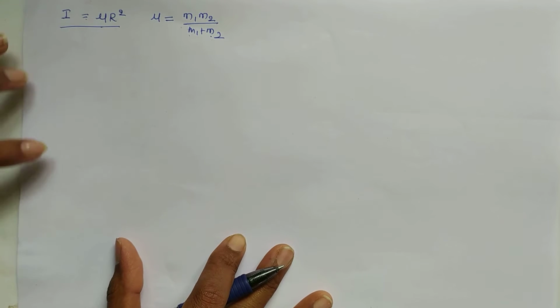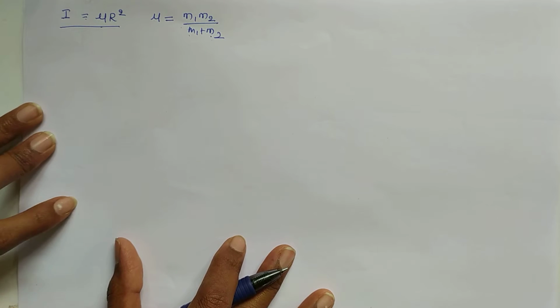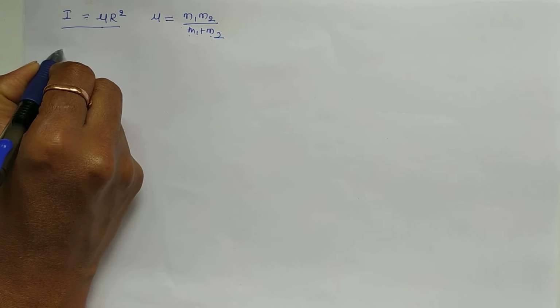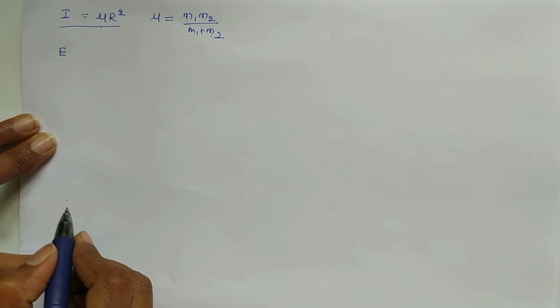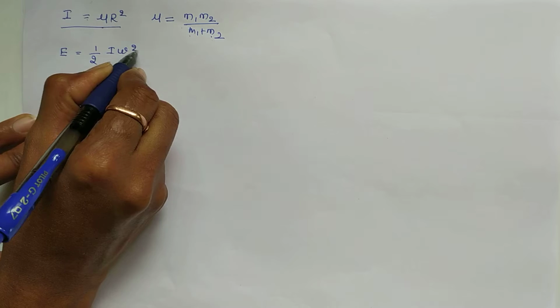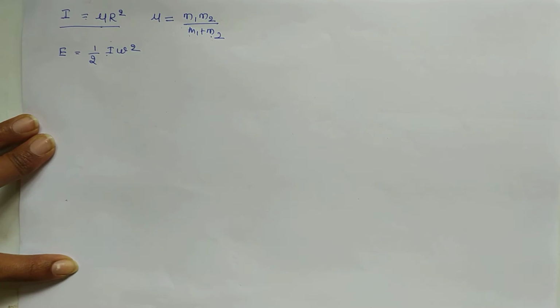So we know that the molecule is rotating, it is not vibrating, it is having rotational kinetic energy. In the lower classes you have studied the expression for rotational kinetic energy. So that is equal to half I omega square. I is the moment of inertia and omega is the angular velocity of a rotating molecule.